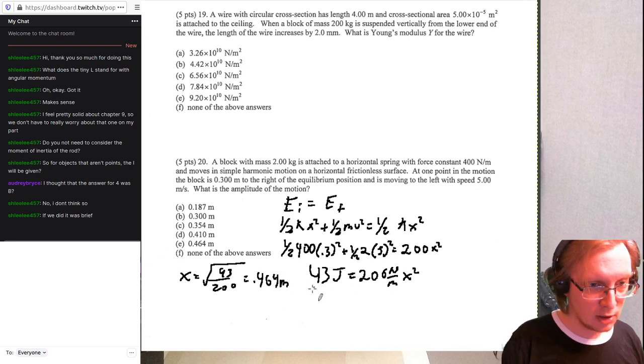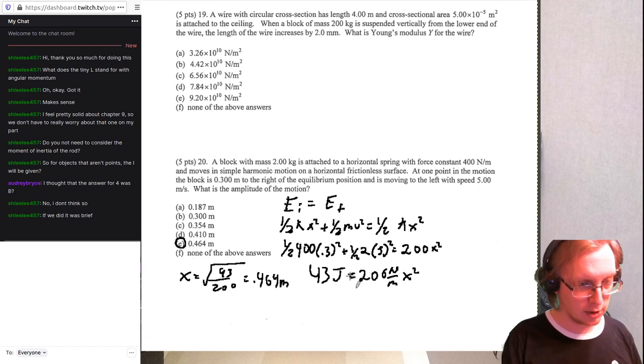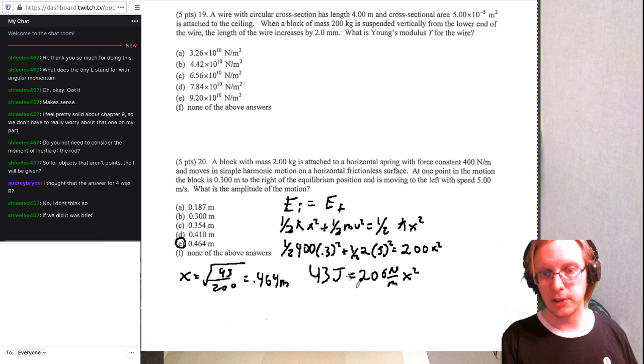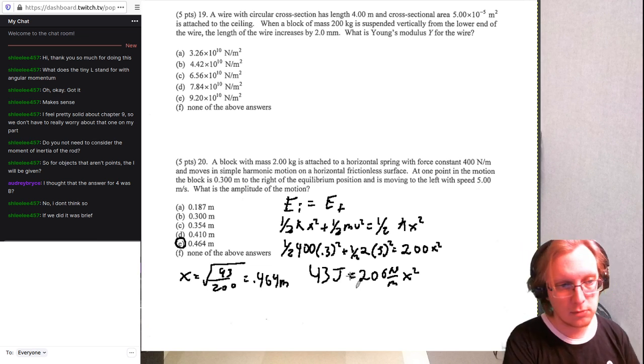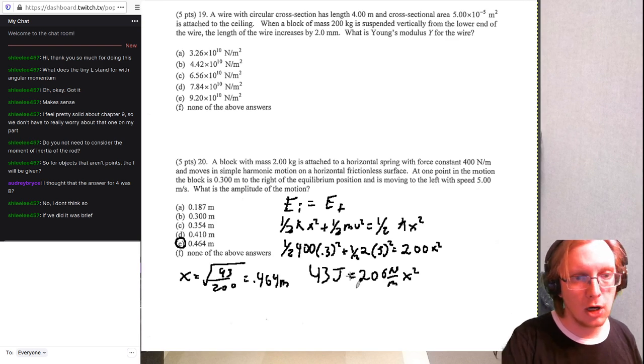0.464 is more than the 0.3 that we started at. Very good, because we have more energy than just our potential energy, we also have this kinetic energy. So we can go further than just the 0.3 meters.